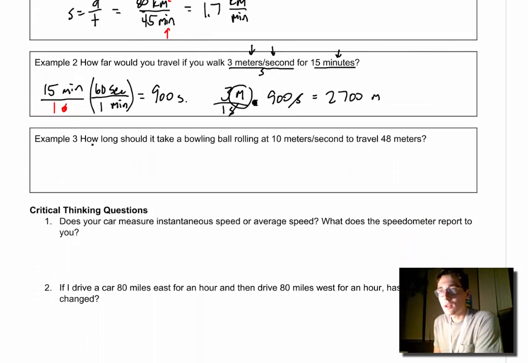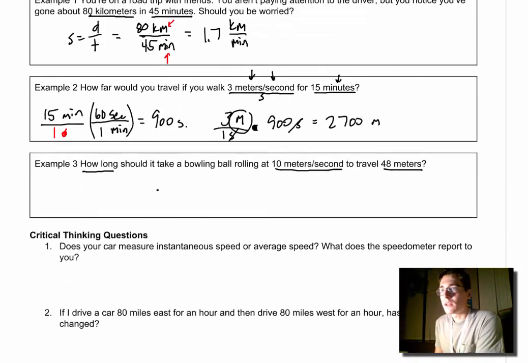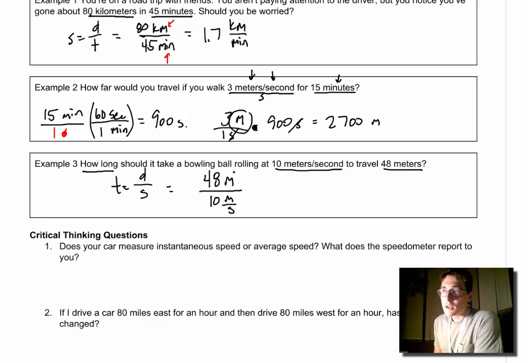Finally, how long? So time, how long should it take a bowling ball rolling at a speed of 10 meters per second to travel 48 meters? So we're going to look back up. Time is distance divided by speed. So when we fill out our equation, remember t is equal to d over s. So we can set this distance at 48 meters over 10 meters per second. Meters on top, meters on bottom, these are going to cancel each other out and leave us with seconds as our final unit. And when you divide this, you end up with 4.8 seconds. Make sure your time is the only thing left over. This is why units are so important. So that's how you use it.